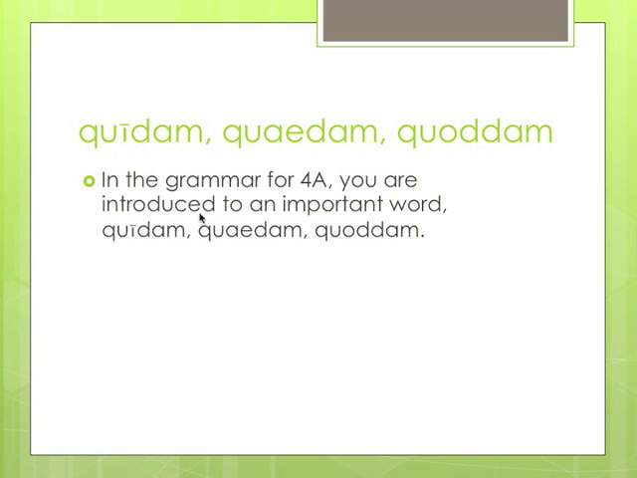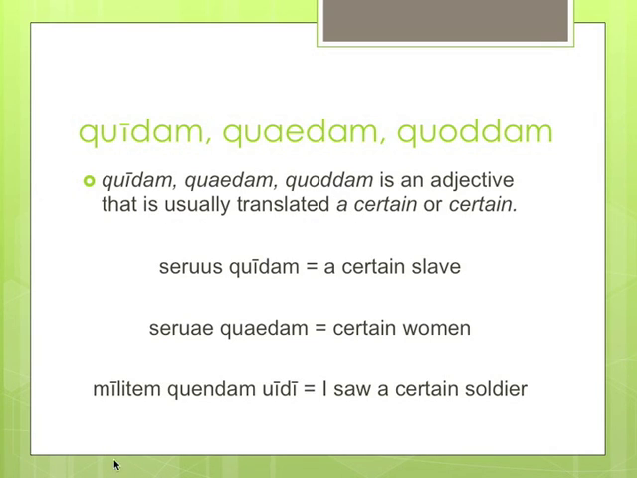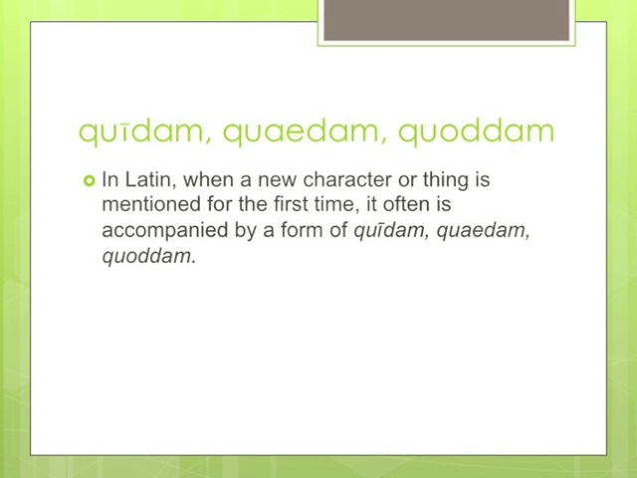In the grammar for 4a, you are introduced to an important word, quīdam, quaedam, quoddam. Quīdam, quaedam, quoddam is an adjective that is usually translated a certain, as for instance in servus quīdam, a certain slave, feminae quaedam, certain women, plural, or militem quendam vidi, I saw a certain soldier. In Latin, when a new character or thing is mentioned for the first time, it often is accompanied by a form of quīdam, quaedam, quoddam.